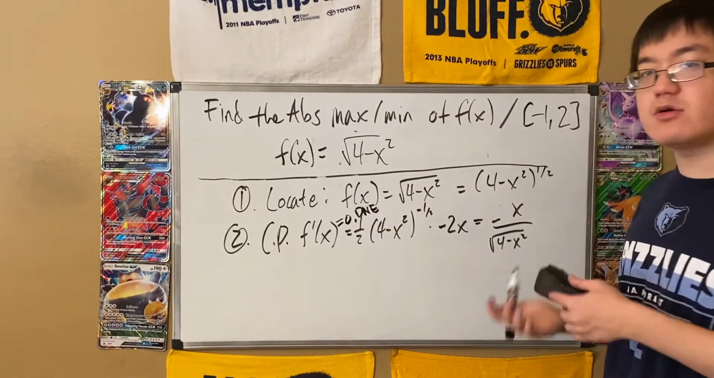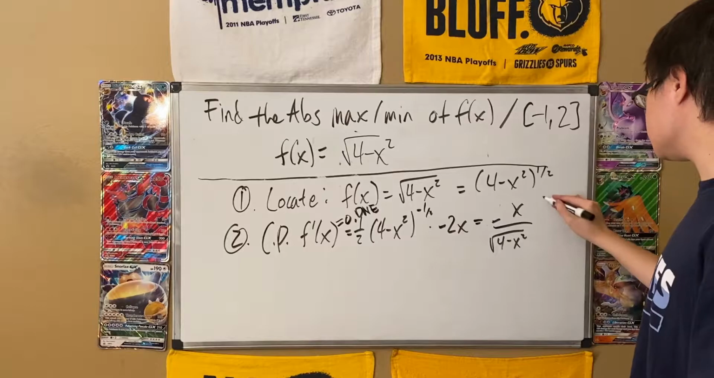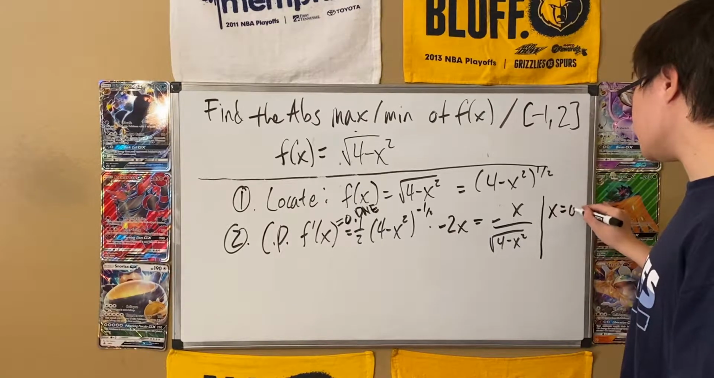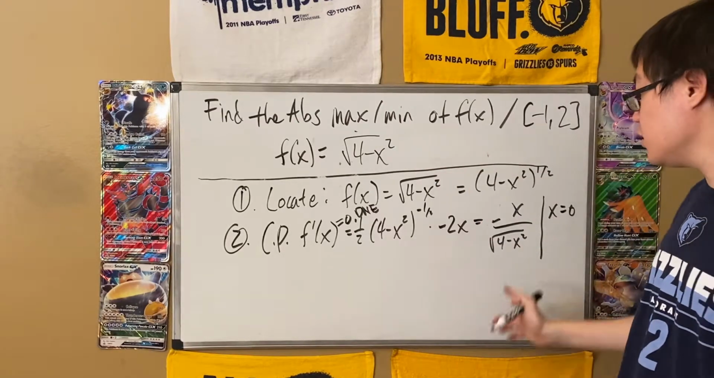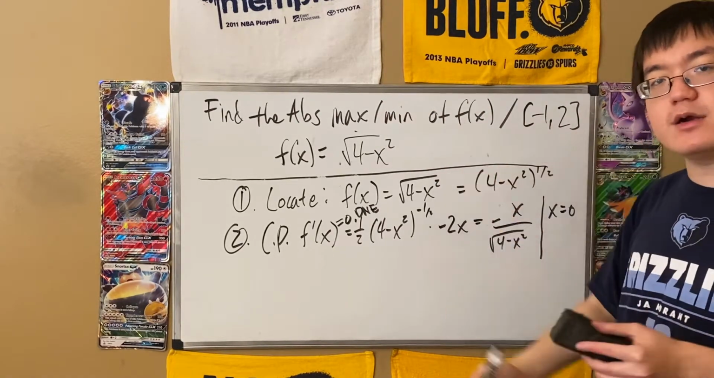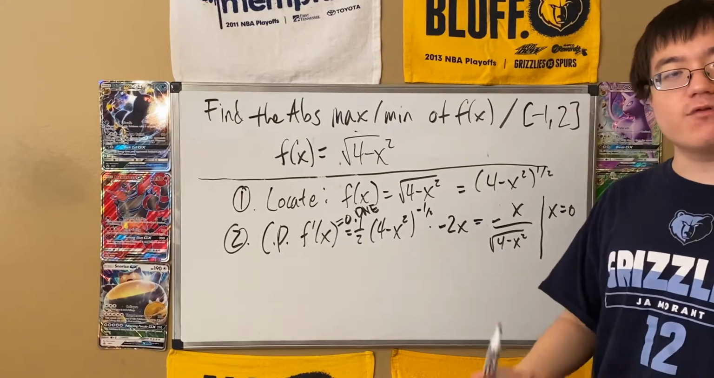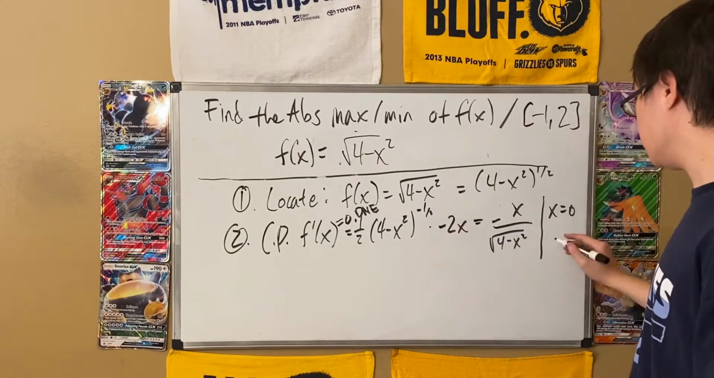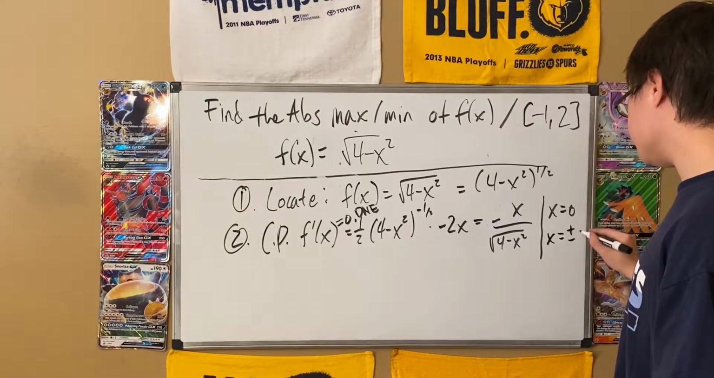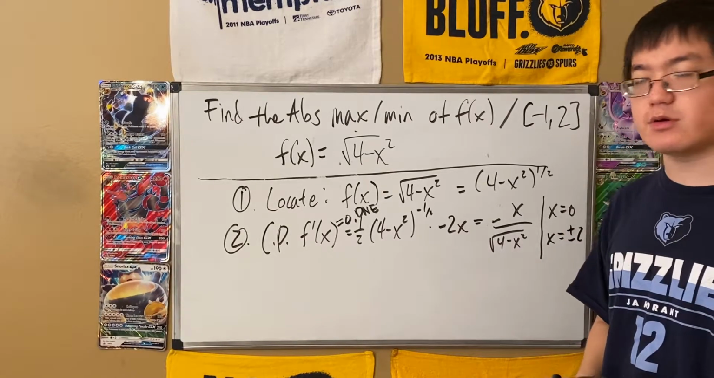This thing right here equals 0 when the top is equal to 0, so it looks like we have one critical point at least, x is equal to 0. Finally, it doesn't exist when the denominator equals 0. Well, when this denominator equals 0, we're going to have 4 minus x squared equals 0. So that means x is equal to 2 or -2. So x is equal to plus or minus 2. So it looks like these are 3 critical numbers.